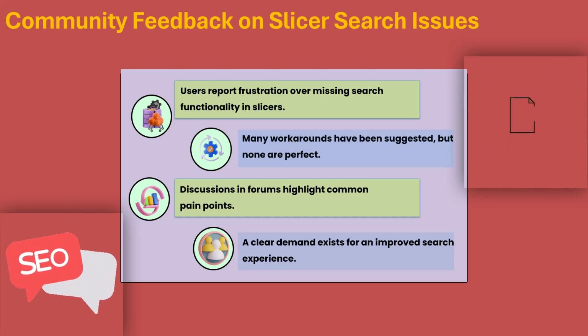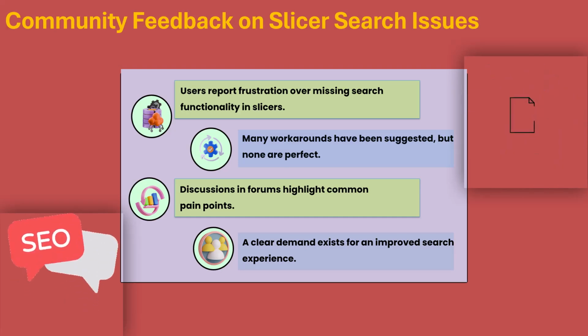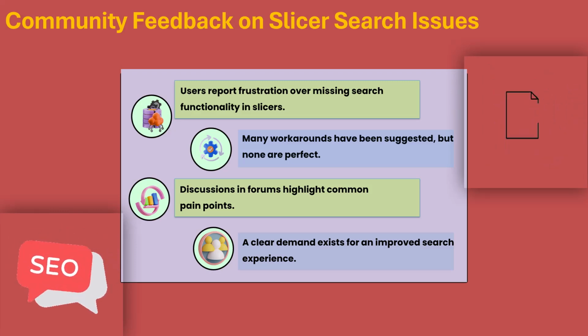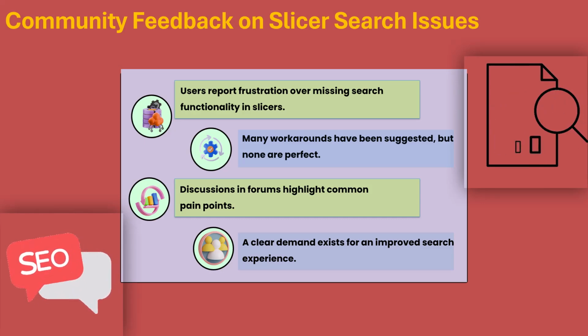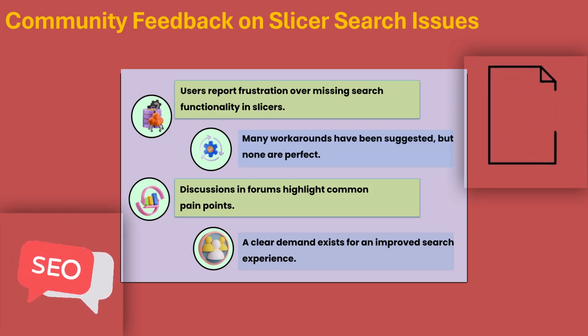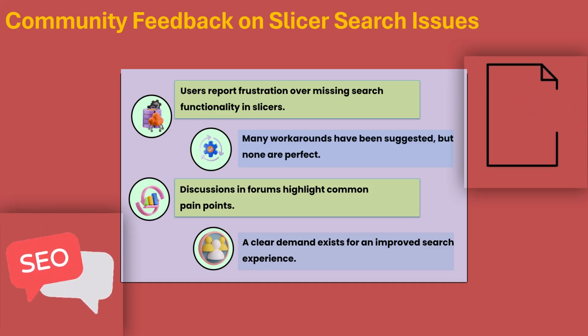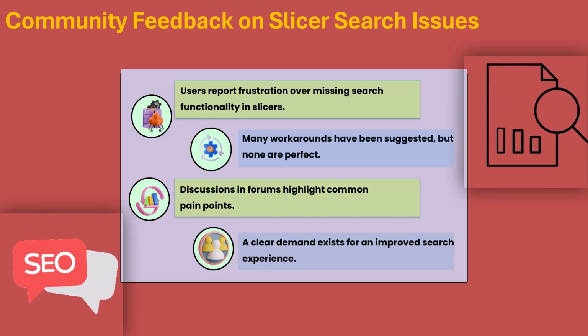Ever tried searching for something in a slicer and felt like an archaeologist on an impossible dig? Well, you're not alone. The community is buzzing with frustration over missing search options. Many have suggested workarounds, but let's be honest, most feel like duct taping a leaky boat. The discussions online highlight the biggest headaches, and there's no doubt an improved search experience is desperately needed.